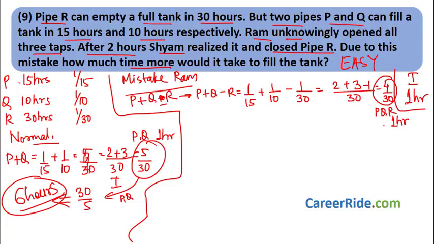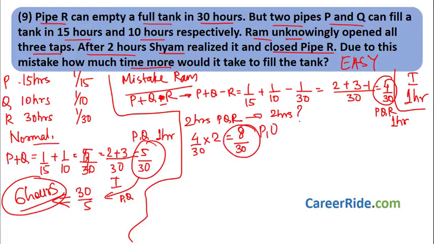Now Ram opened the 3 taps and after 2 hours Sham closed pipe R. That means for 2 hours P, Q and R were open. So how much of the tank gets filled in 2 hours? Simply, in 1 hour 4 by 30 amount of tank gets filled. So in 2 hours just double, that is 8 by 30 amount of tank gets filled because of P, Q and R in 2 hours.